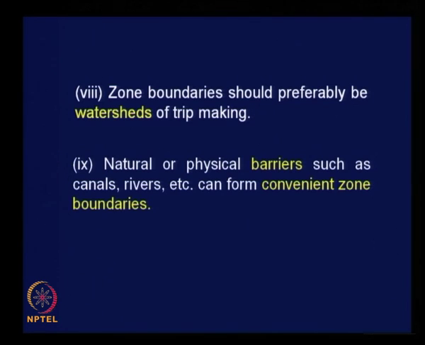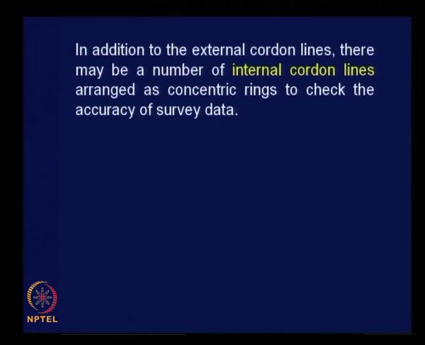Natural or physical barriers such as canals, rivers, etc. can form convenient zone boundaries, as we have seen. In addition to the external cordon lines, there may be a number of internal cordon lines also, arranged as concentric rings to check the accuracy of survey, right.